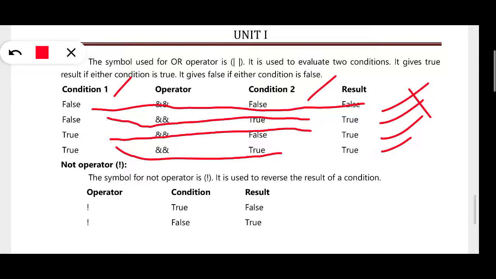Then the NOT operator. The symbol for the NOT operator is used to reverse the result of the condition. If the condition is true, the result is false. If the condition is false, the result is true. This is the reverse result.